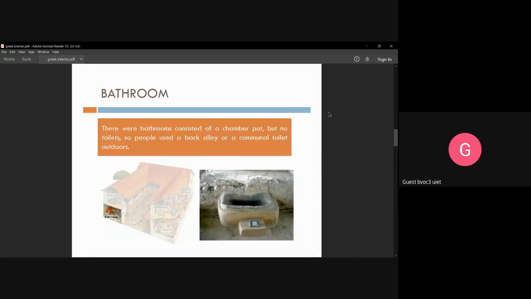The next is the bathroom. So you can see in the picture they have a bathroom in the corner, and then they have a communal toilet. They had chamber pots but no such toilets. So people used to use communal toilets outdoors. So in the house they have a bathroom but the toilets were communal and they were outdoors.